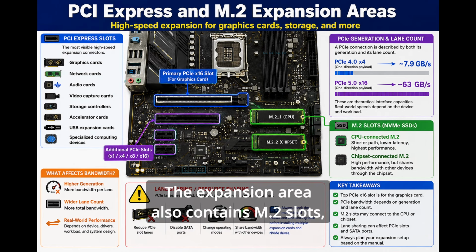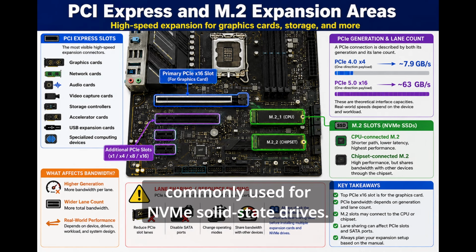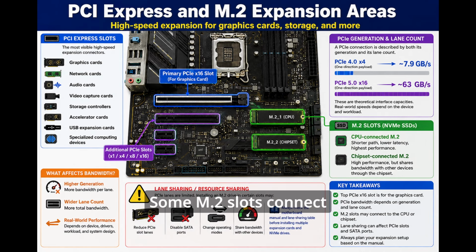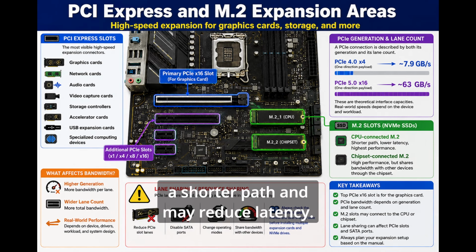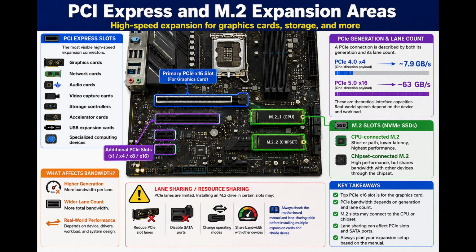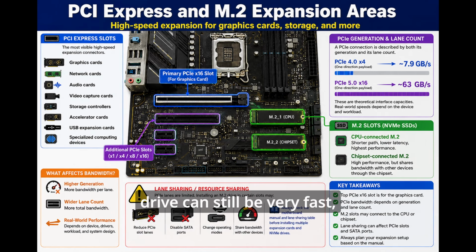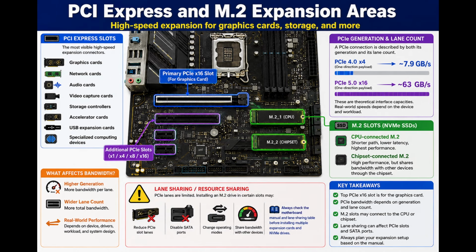The expansion area also contains M.2 slots, commonly used for NVMe solid-state drives. Some M.2 slots connect directly to the CPU. Others connect through the chipset. A direct CPU connection normally provides a shorter path and may reduce latency. A chipset-connected drive can still be very fast, but it shares the chipset link with other devices.